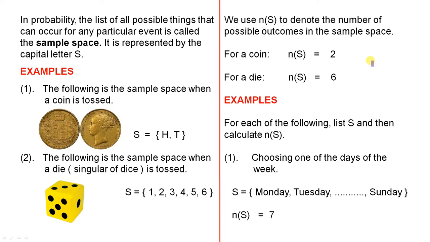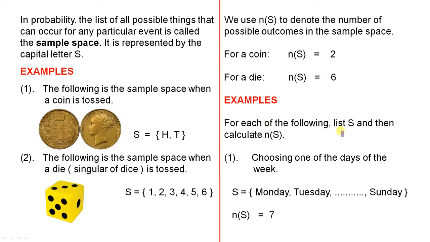We use n(S) to denote the number of possible outcomes in the sample space. So n(S) means the number of possible outcomes in the sample space. So for the coin, n(S) equals 2, because you only have a head or a tail. For a die, n(S) equals 6, because you've got 6 possible numbers. Let's look at some examples.